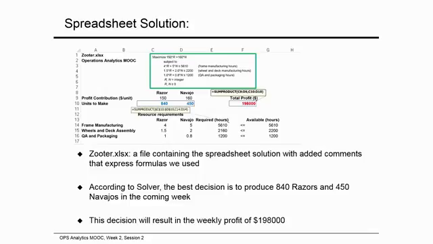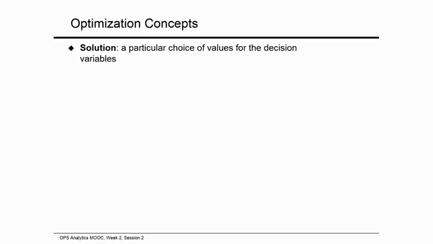Okay, here's a picture of the optimized spreadsheet with formulas. We have the best solution, 840 razors and 450 Navajos, and the best possible profit, $198,000. Okay, let's recap some optimization terms.